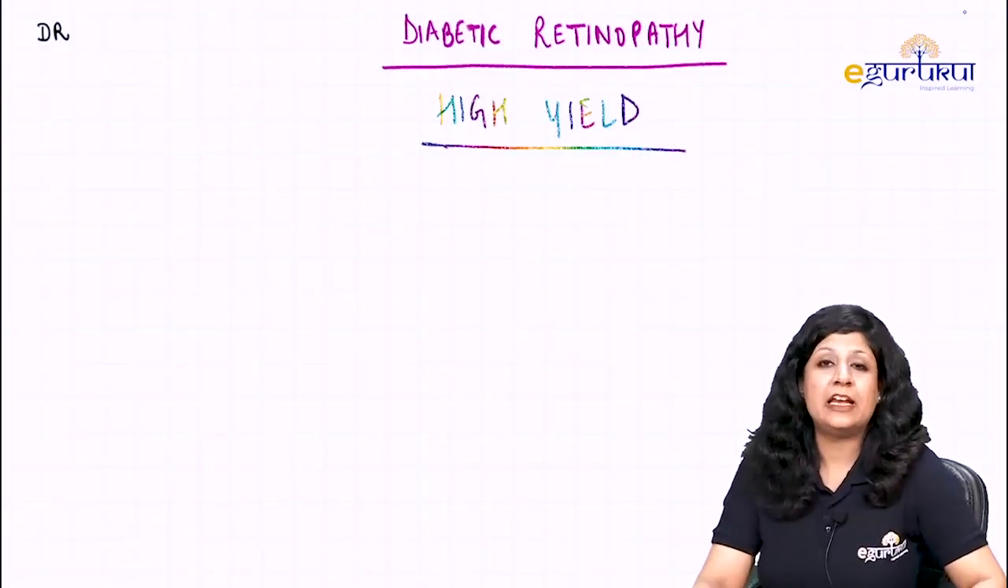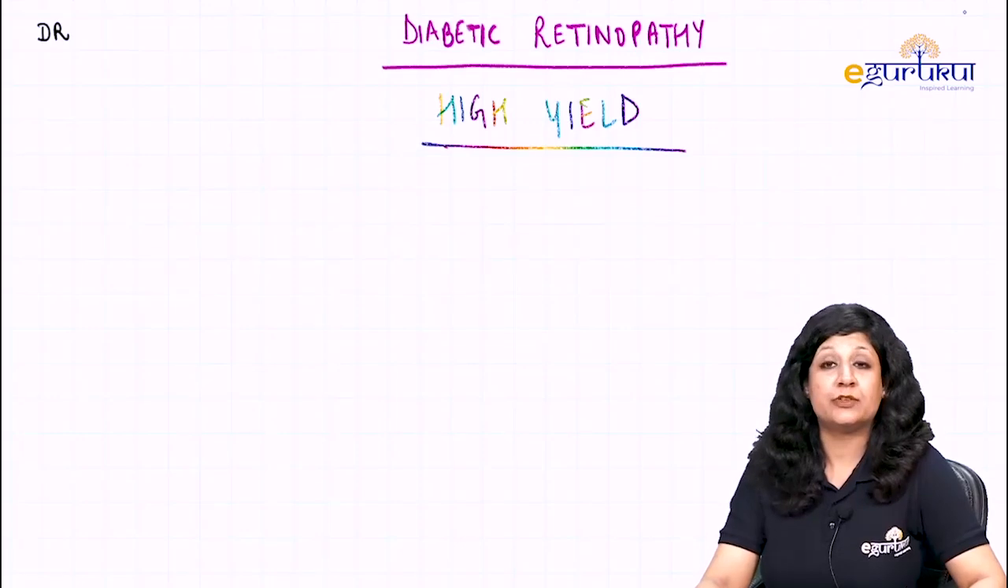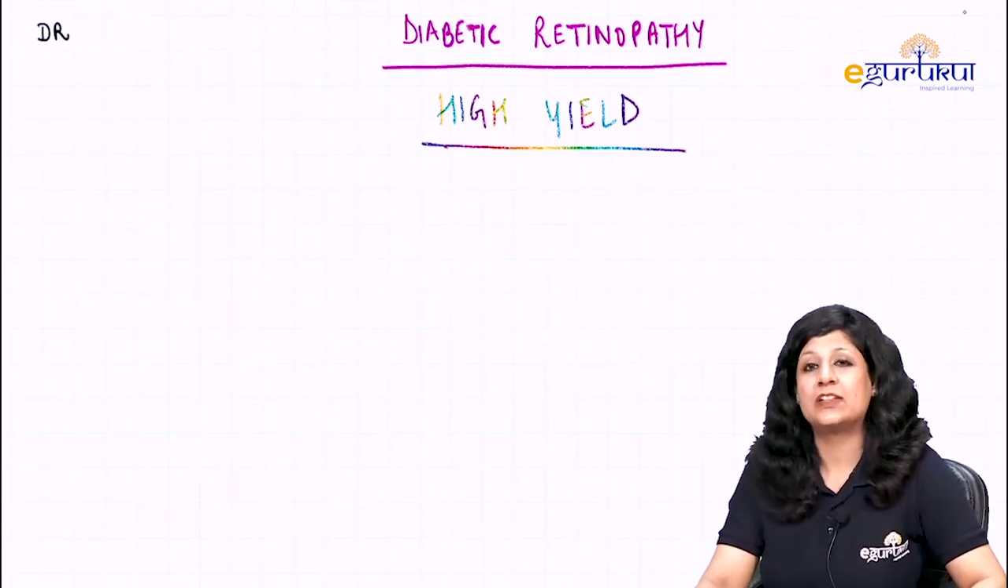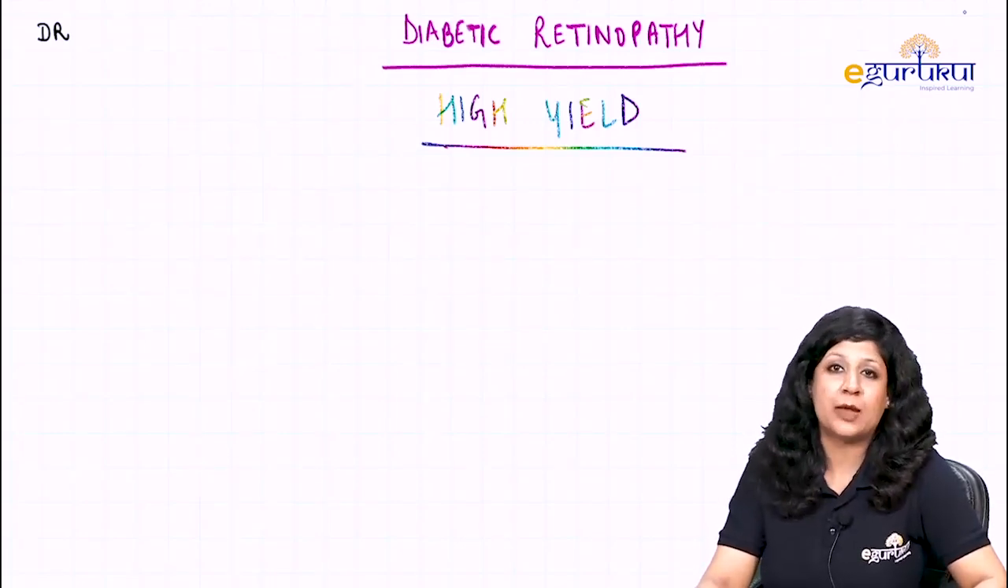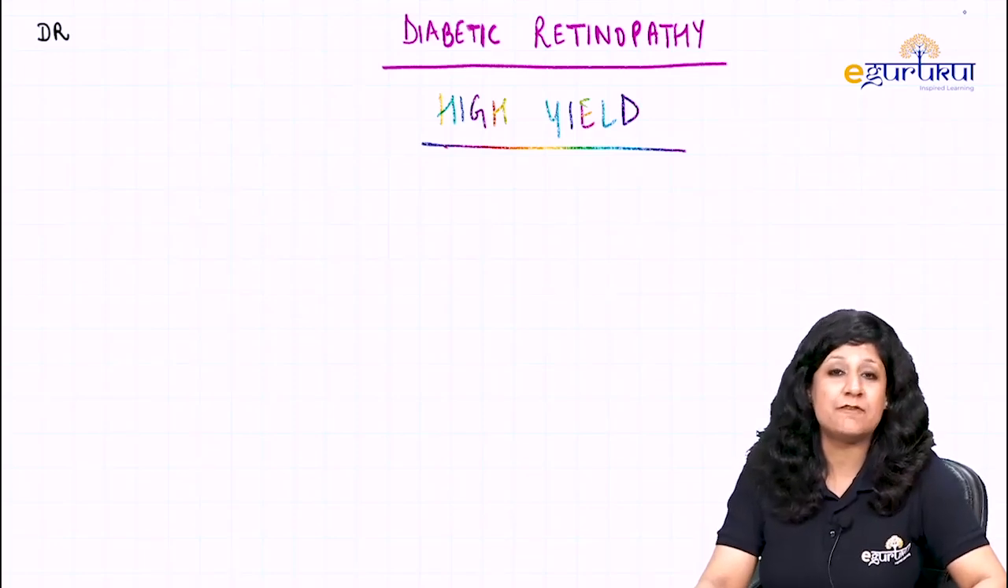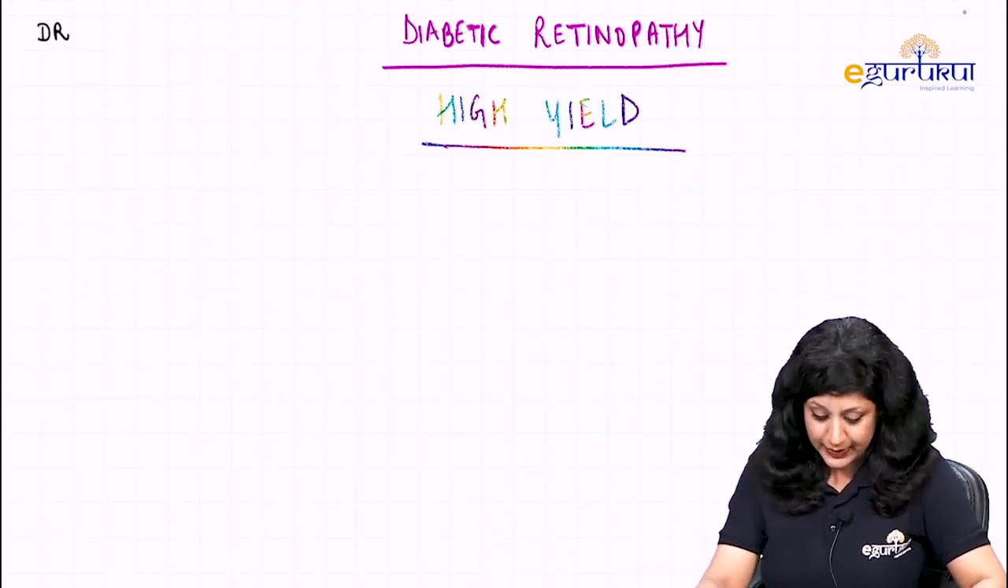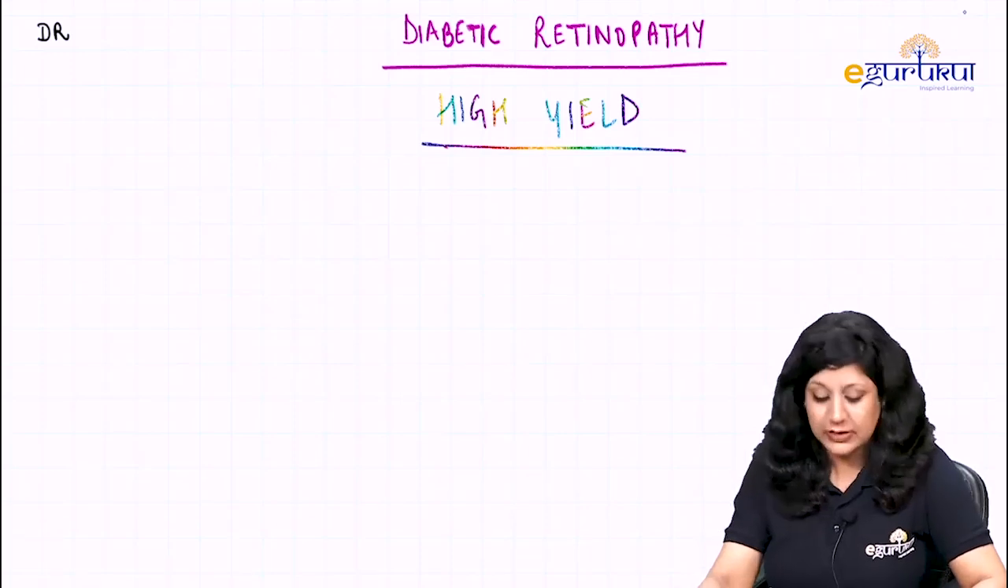In this section we will be dealing with the pathophysiology, the different clinical features as well as the screening and treatment of diabetic retinopathy, which is a very high yielding topic. Okay, so let's begin with diabetic retinopathy.